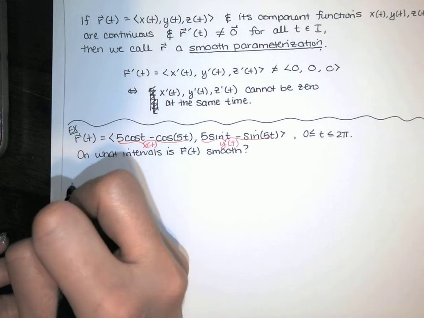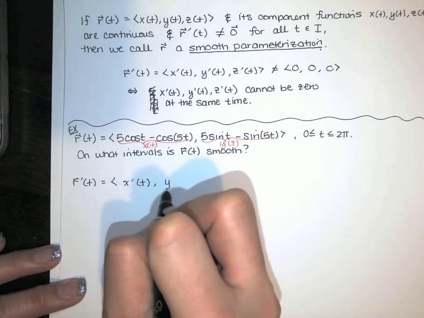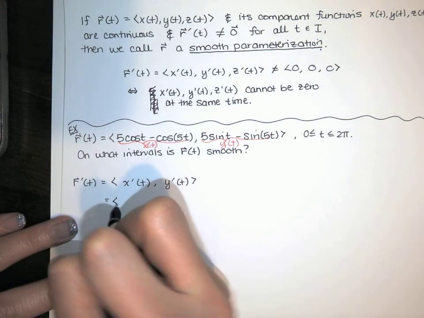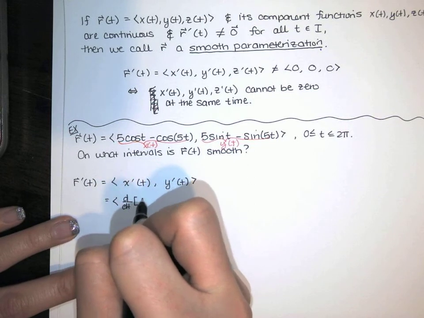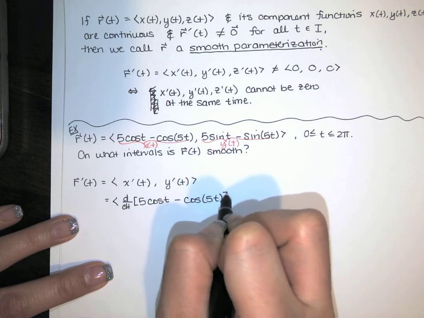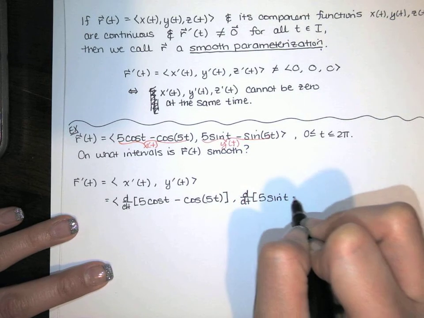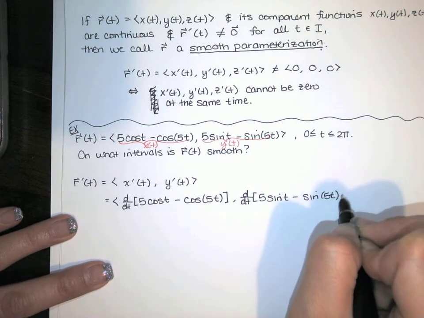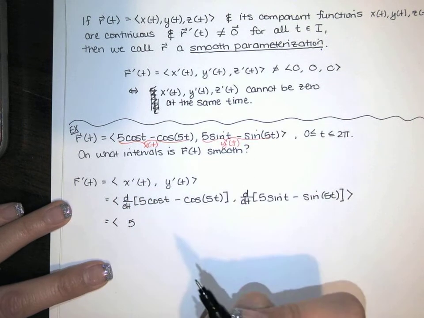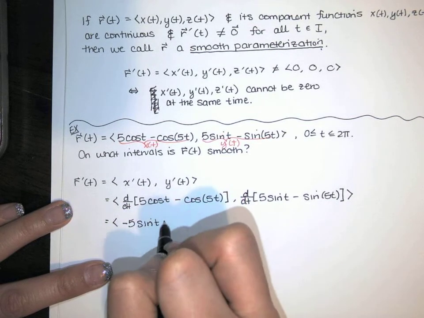So r prime is just given by x prime, y prime, x prime times i hat plus y prime times j hat. So we're taking the derivative of 5 cosine of t minus cosine of 5t, and we'll take the derivative of 5 sine of t minus sine of 5t. Okay. Bring down your 5. The derivative of cosine of t is negative sine of t. Bring down your negative 1.